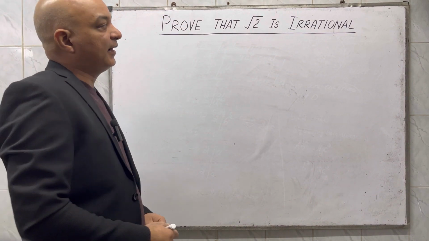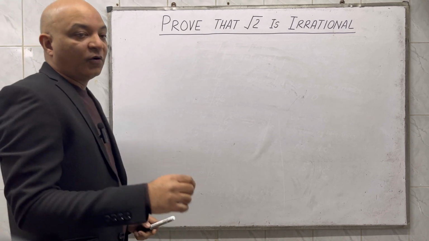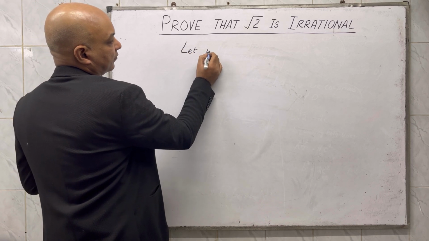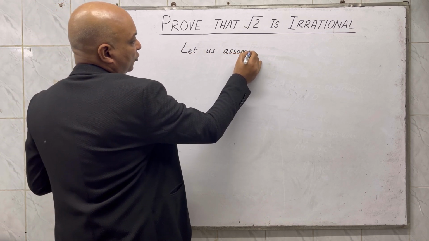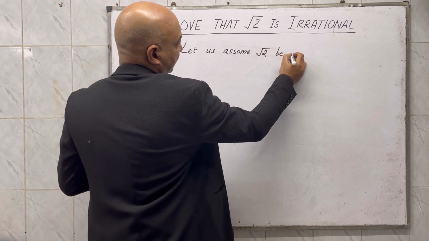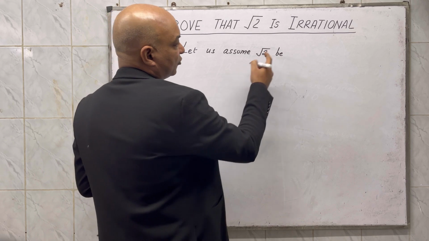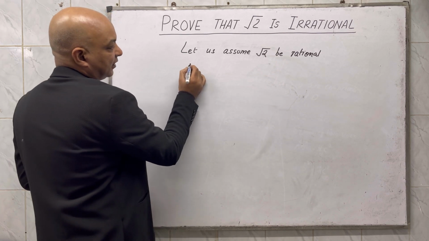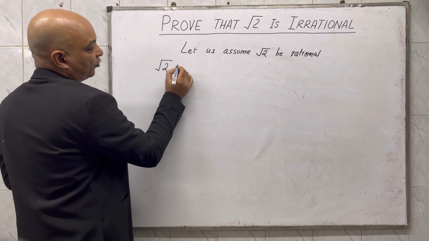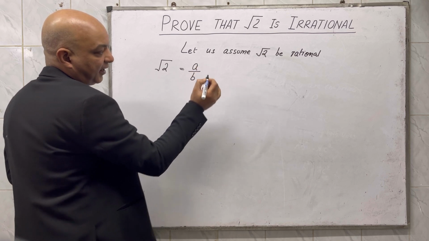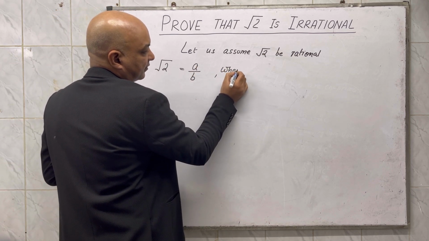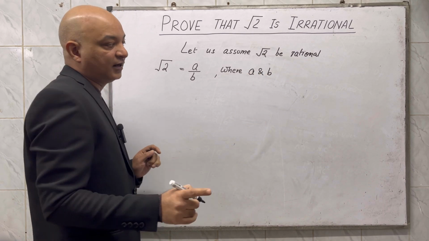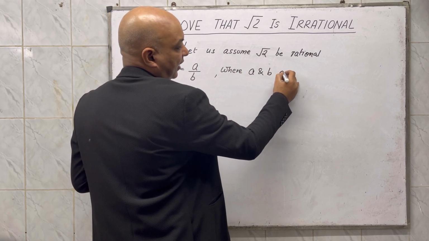We are going to do this proof by the method of contradiction. So let us assume root 2 to be rational. In contrary to the fact, let us assume root 2 to be rational. Now if root 2 is rational, then I can write root 2 equal to some a by b, where a and b have no common factors other than 1, that is, a and b are co-prime.